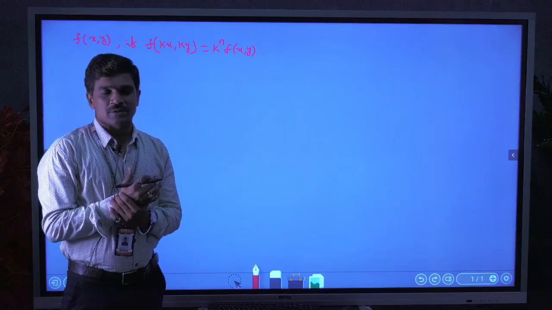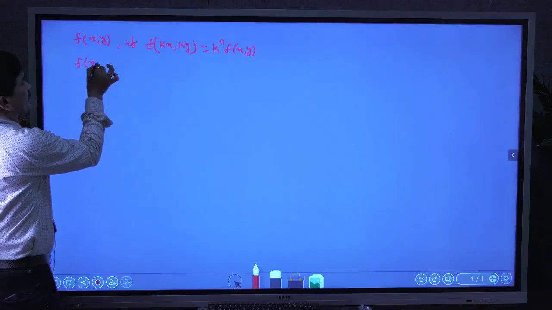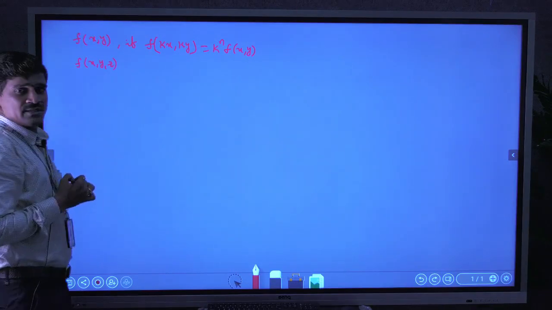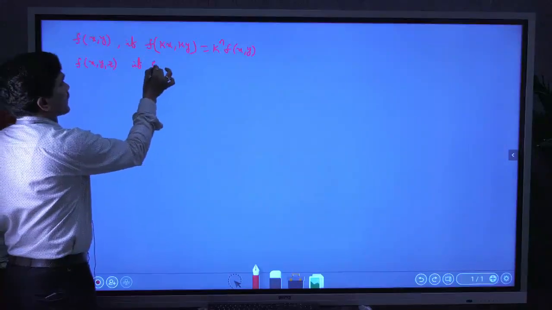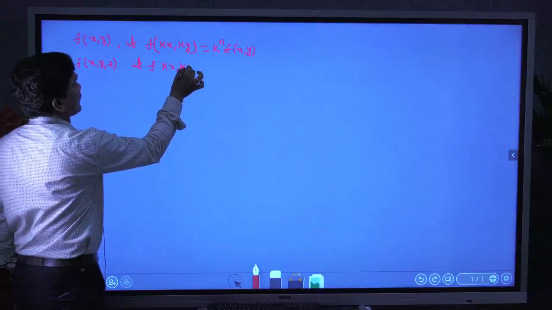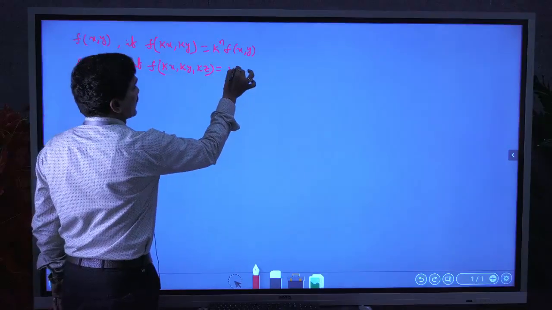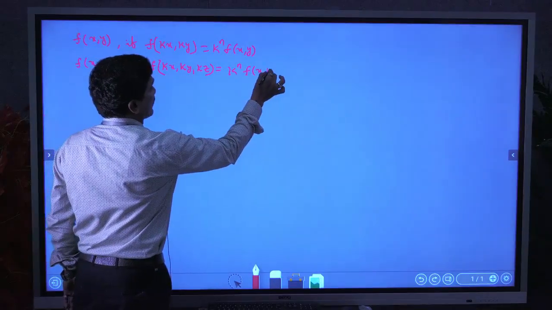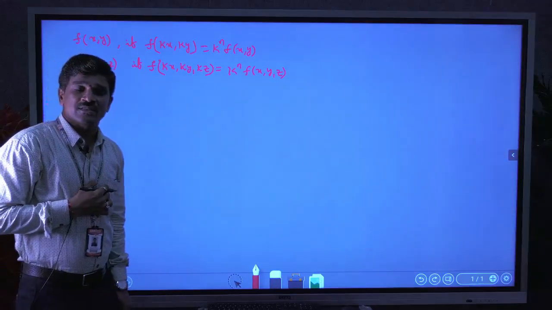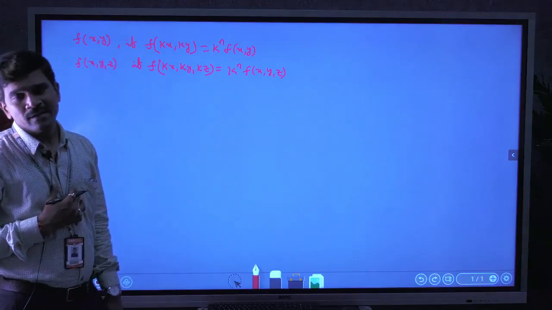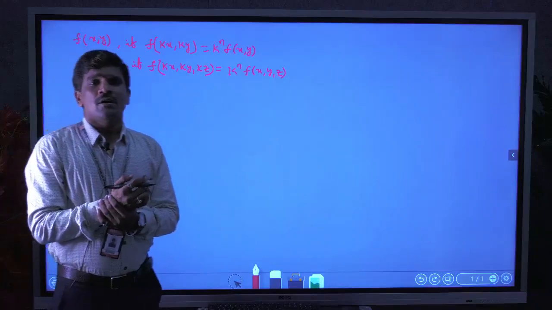So here we have two variables, and it is the same for three variables also. For example, f of x comma y comma z is a homogeneous function of degree n if f of kx, ky, kz is equal to k power n into f of x, y, z. So in this case the given function f of x, y, z is called a homogeneous function of degree n. This is the homogeneous function.